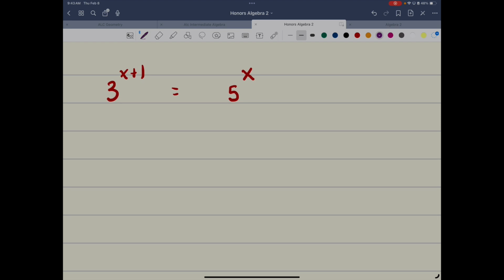Now what happens if we get something like this? If we have 3 to the x plus 1, you're going to want to put your phones away because this gets really hard. We've got 3 to the x plus 1 equals 5 to the x. There's no way to make these bases the same. So we've got to go about this a bit differently.